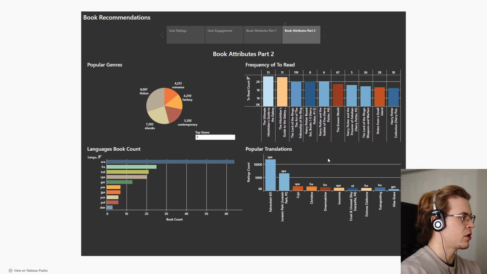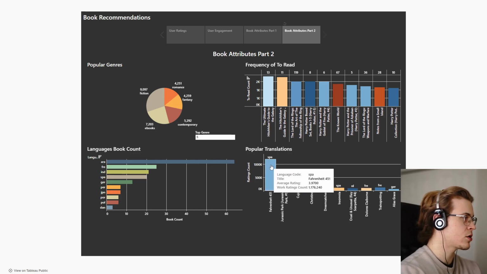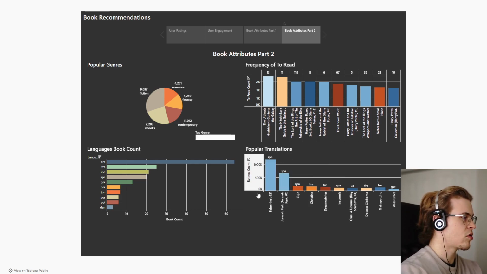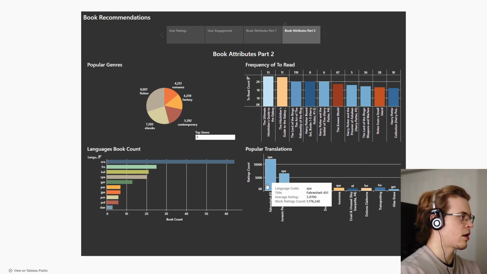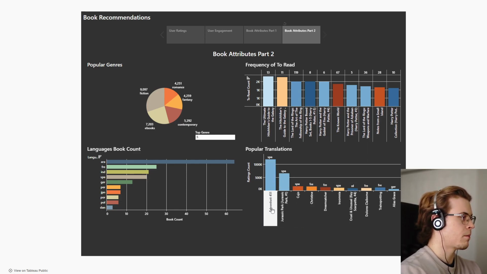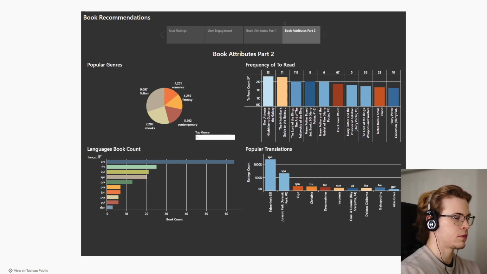And then we have popular translations, which show that the Fahrenheit 451 Spanish translation is very popular. So then we can see that Jurassic Park is also popular in the Spanish translation. So we could perhaps recommend this book if you've liked this, because other users who have liked one have liked both, for example.